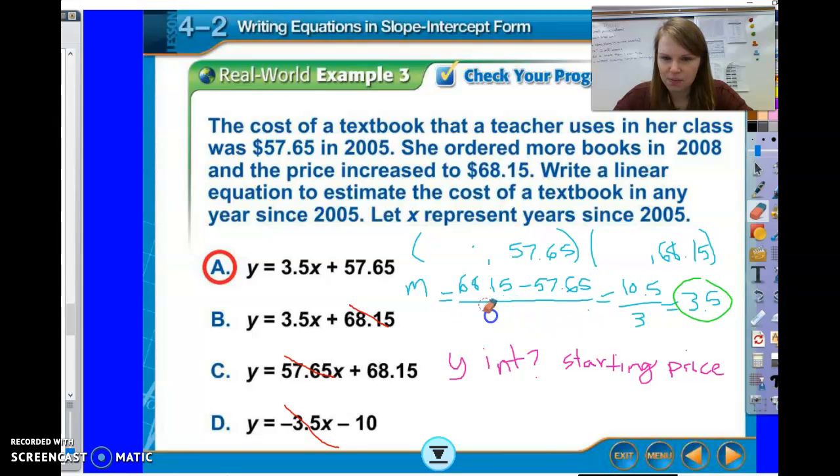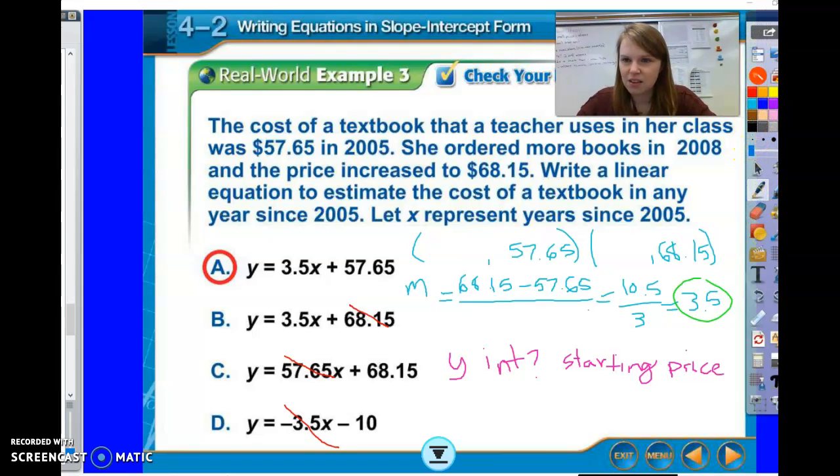Okay, so I'm going to see if I can rewrite this. So it says here, X represents years since 2005. So I'm going to write the first coordinate pair, 2005. This is the cost in 2005. If we're saying years since then, wouldn't that be a 0? And then 2008 would be, what's that? 2008 would be 5, 6, 7, 8, so 3 years later.